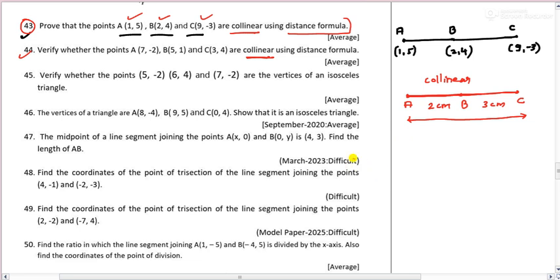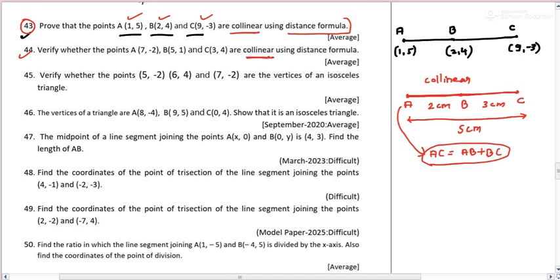What should be the length of AC, if AB is 2, BC is 3? Yes, sir, 5, AB plus BC. How much should it be if you just use common sense? 5 centimeter. Yes, exactly. It should be 5 centimeter. It means AC should be equal to AB plus BC. If this condition is proved, then we can say A, B, C are collinear. Understood? Got the concept? Yes, sir.